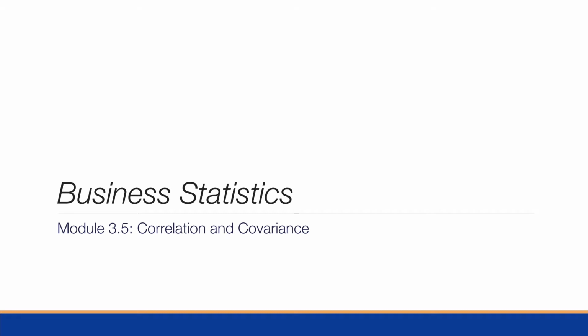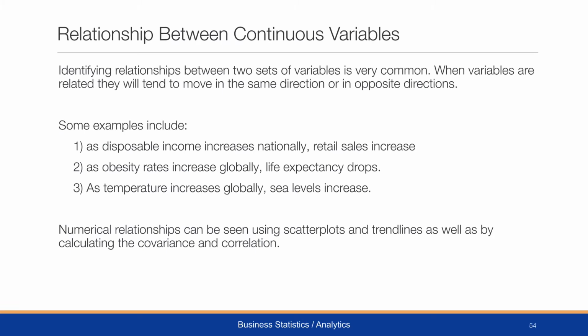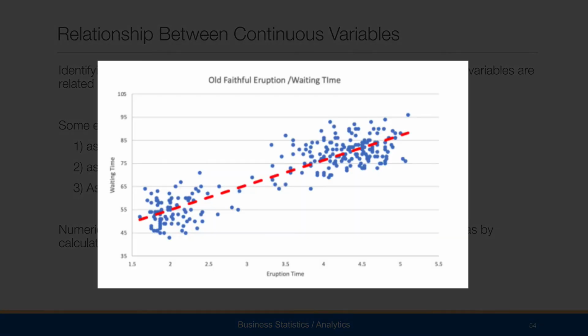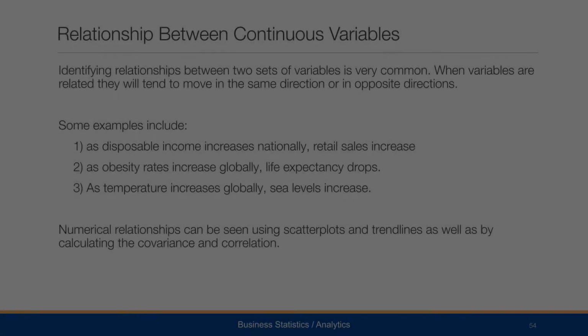Let's look at a more detailed relationship between continuous variables. Identifying the relationship between two sets of variables is extremely common. And when they're related, they will tend to move in the same directions. We saw this when we looked at the Old Faithful data set, where we had the x-axis as the eruption time and the y-axis as the waiting time. And we could see that there was an upward relationship.